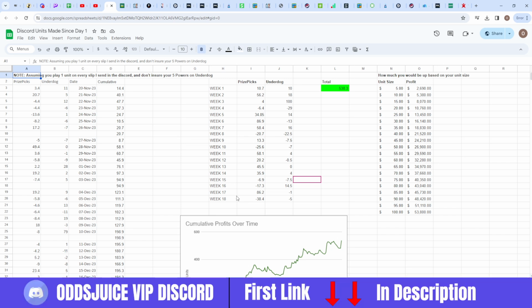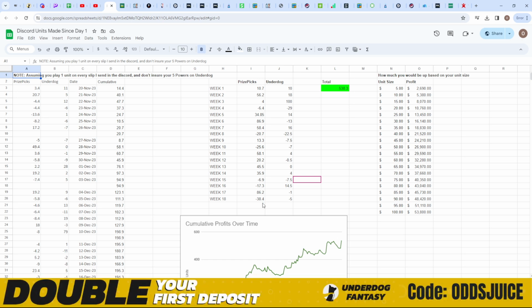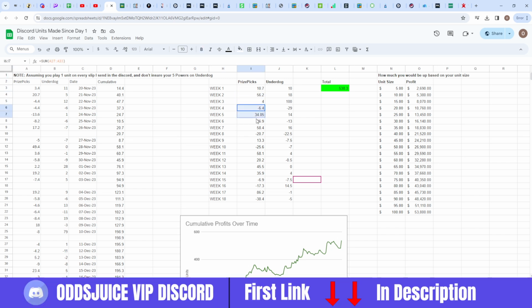Honestly, if you joined last week and you just quit, you would have been down a lot. But the thing with this Discord is you have to be consistent. You have to join and be consistent for at least 4 weeks. There has not been a 4-week span where I've been negative. If you check every 4-week span on Prizepicks, for example, there has not been a 4-week span where I'm negative.